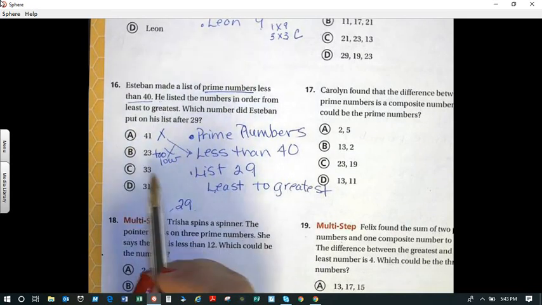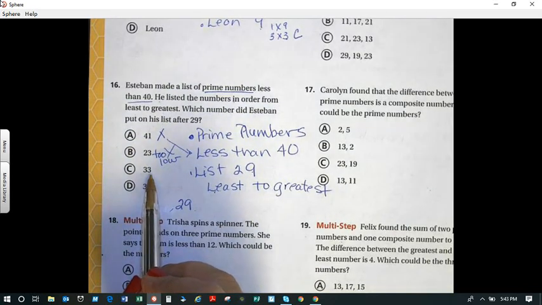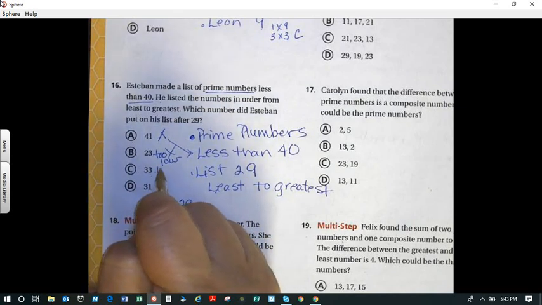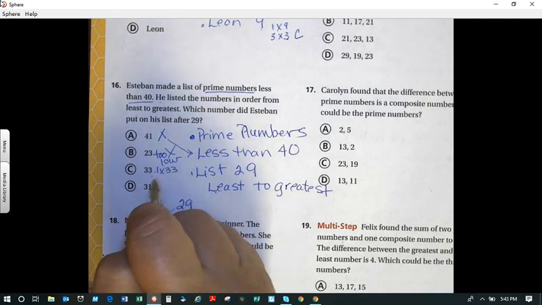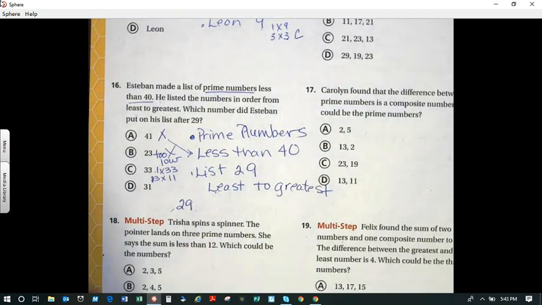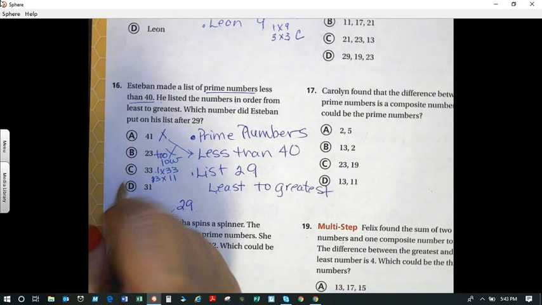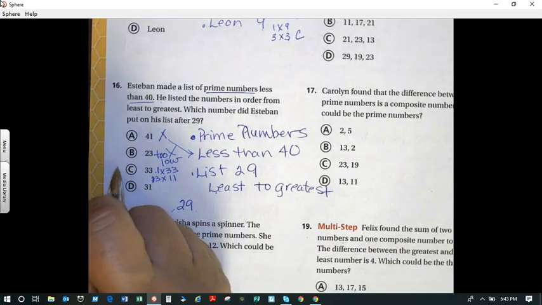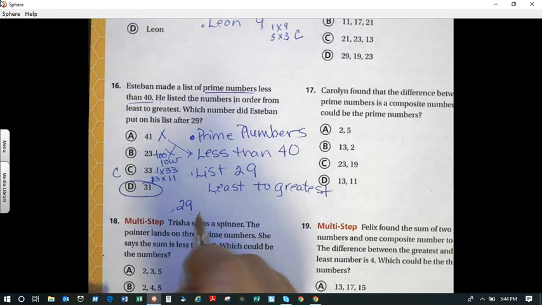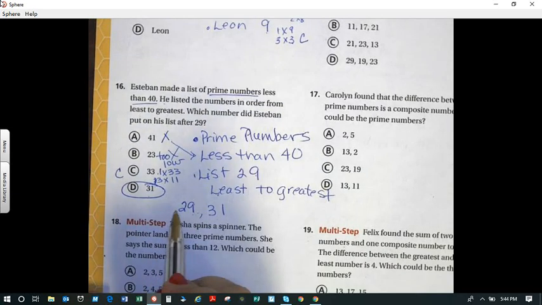Can I do 33? No, guys, because guess what? That's not a prime number. I can do 1 times 33. I can do 3 times 11. And that's 33. This is a composite number. So what is the best one next? 31. So the answer is D. Because he's going from least to greatest.